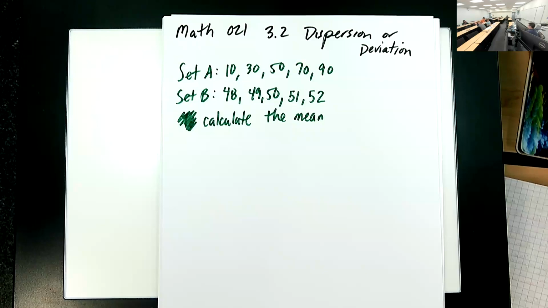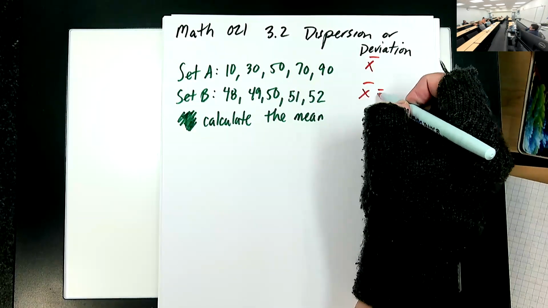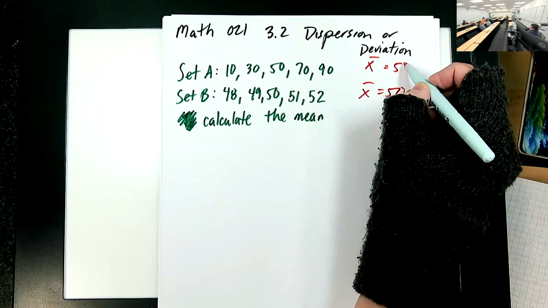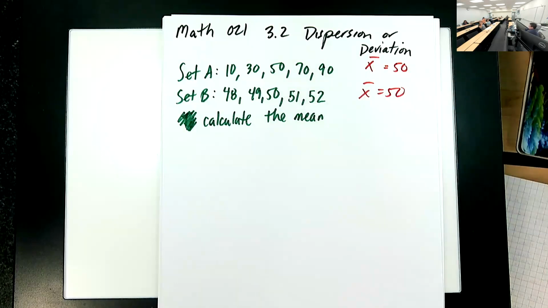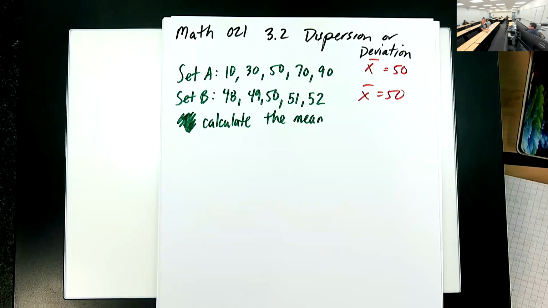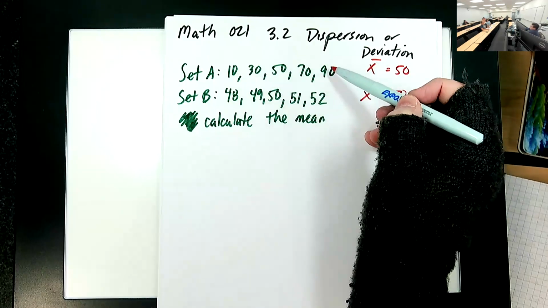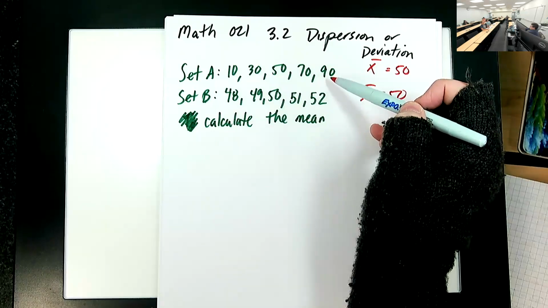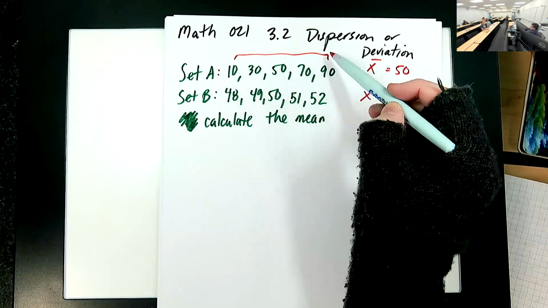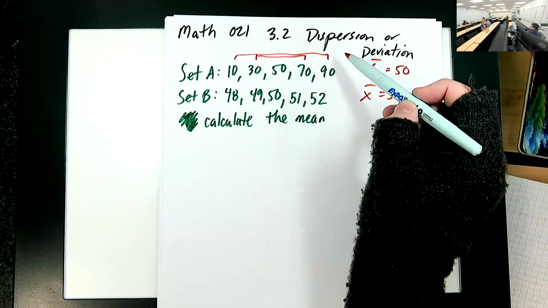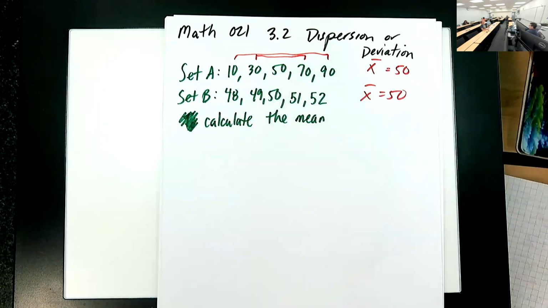Anyone still working on it? You should have gotten 50 for both of them. Not 30. I swear you had them all up and you divided by the amount of them, right? If you add these up and divide by the number of entries, which is 5, the 10 plus the 90 is 100, the 30 plus the 70 is another 100, 250 divided by 5 should be 50. I don't know how you got 30.